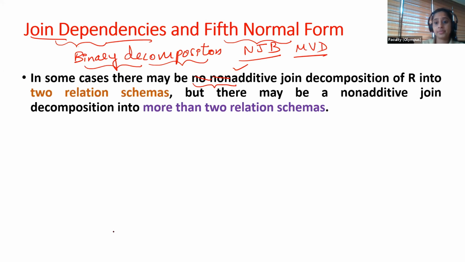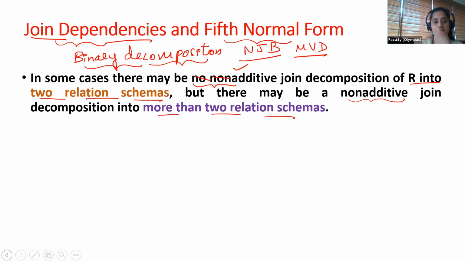right? But what happens here when you break the table into two? You still find an additive join decomposition, extra rows or loss of rows that you will see. Okay, but there are some cases that when you decompose a table into three tables, one table into three, then actually you will not see any kind of addition of rows. That is, non-additive join property will be satisfied.